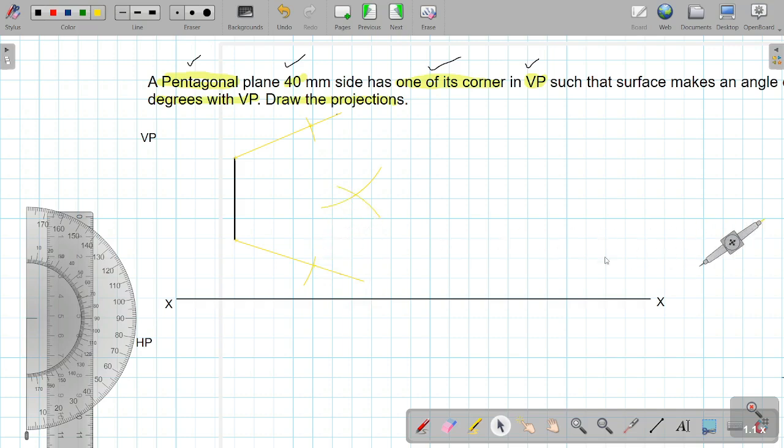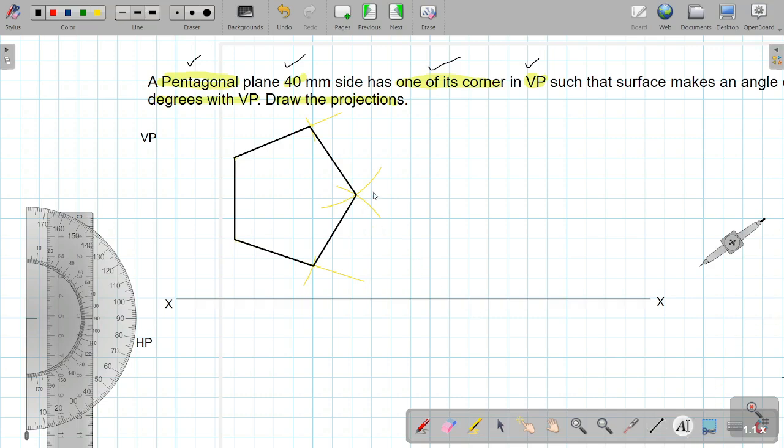Now finally we will join all the points by means of a scale. You have to use a scale to join this, and it will be a dark line because now we are constructing the main pentagon. Now this completes the pentagon wherein the corner is coming on the right hand side.